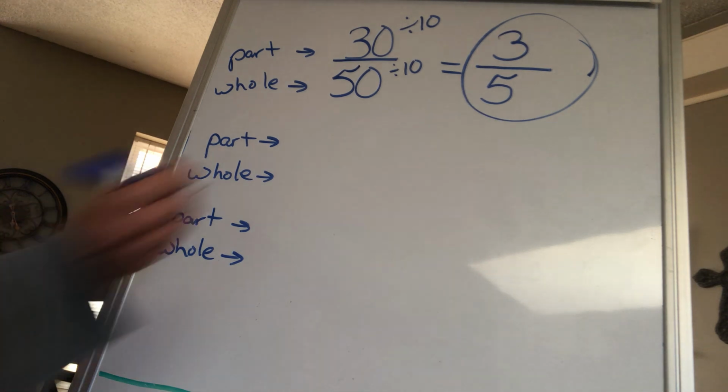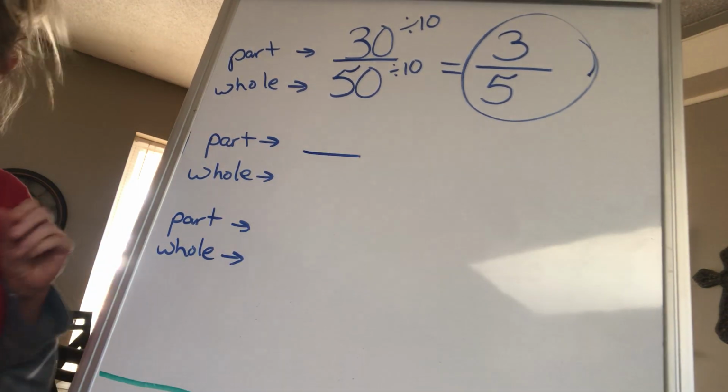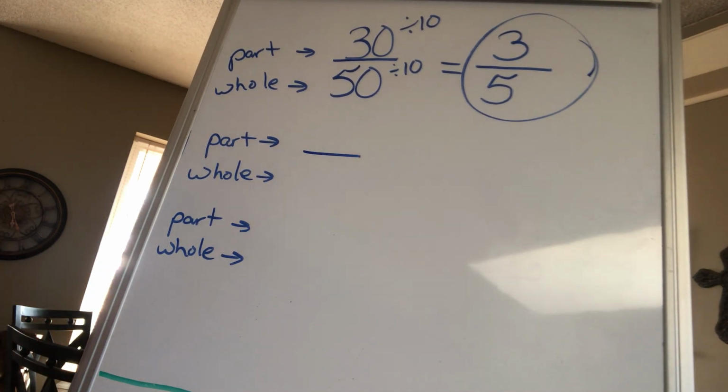Number 2. We're still looking for fractions. Sandy empties 21 cookies into a jar. 12 are vanilla flavored and 9 were chocolate flavored. What fraction of cookies were vanilla flavored?